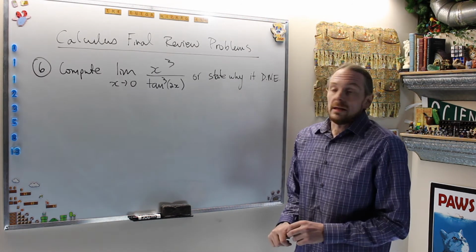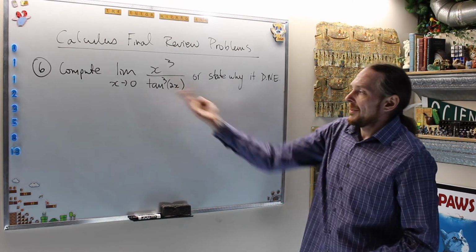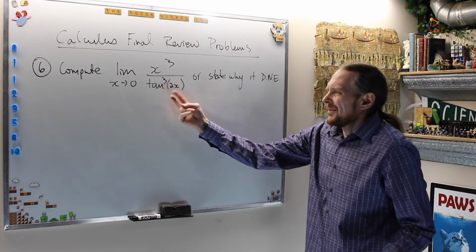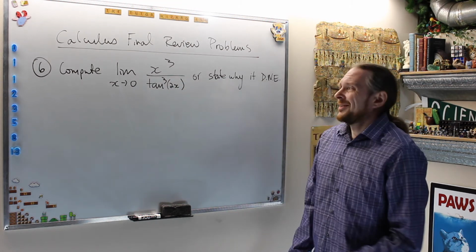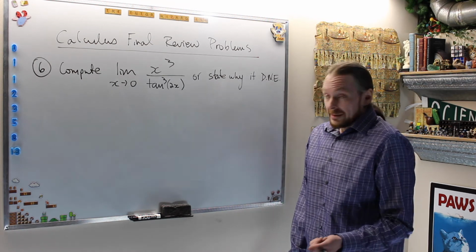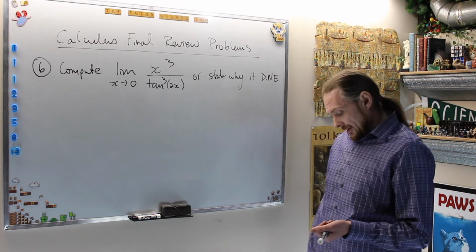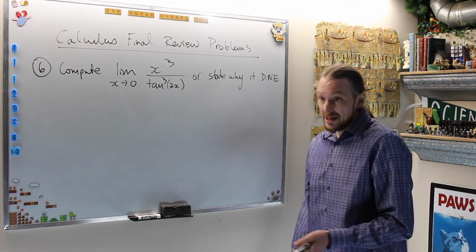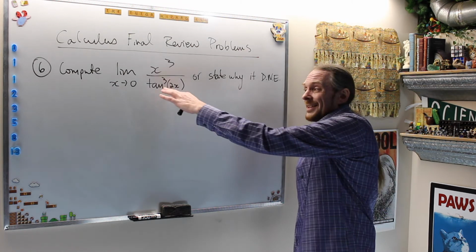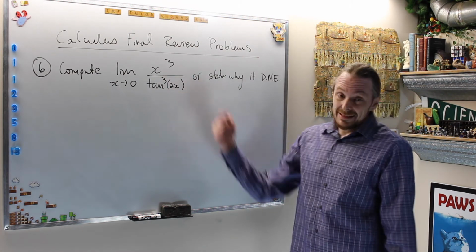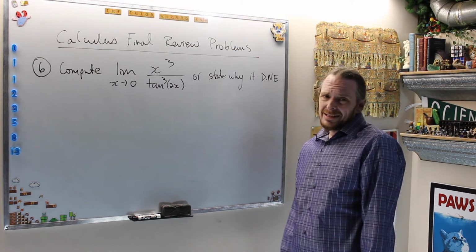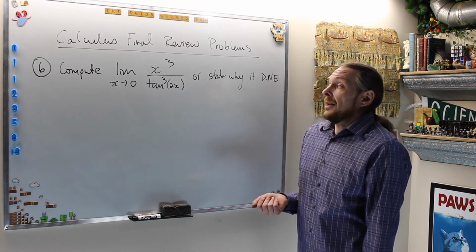Next question. Number 6 wants me to compute this limit or state why it doesn't exist. As x goes to 0, I've got a tan, which is a trigonometric function in there, so I'm kind of scared what's going to go on. The first mantra is, if I have a limit with a trigonometric function in it, I think maybe I want to use squeeze theorem. But in this case, I shouldn't use squeeze theorem, probably because tan is unbounded, where sine and cosine are bounded.